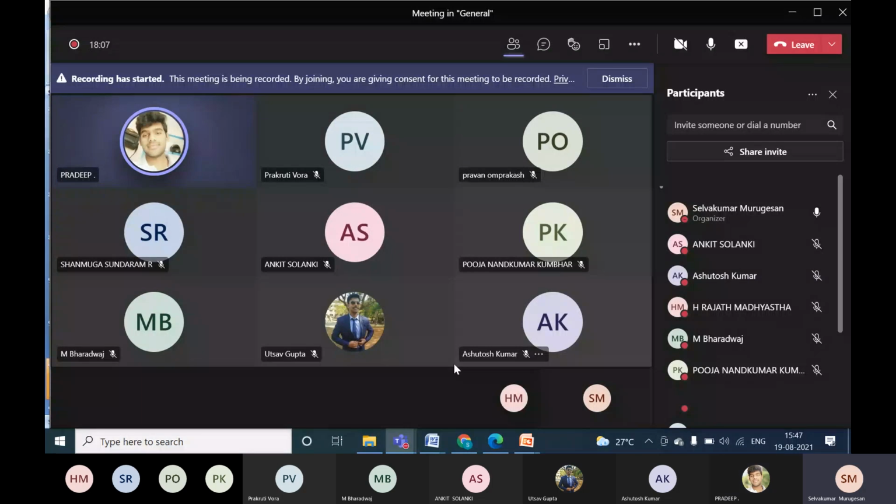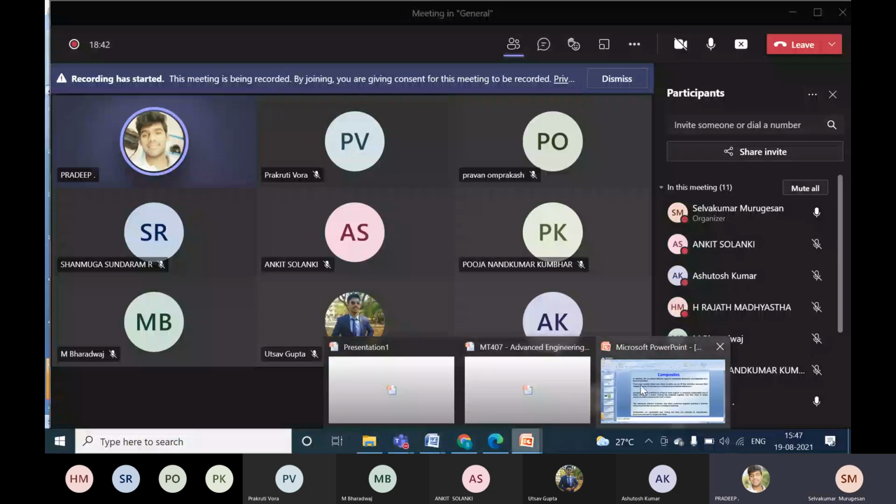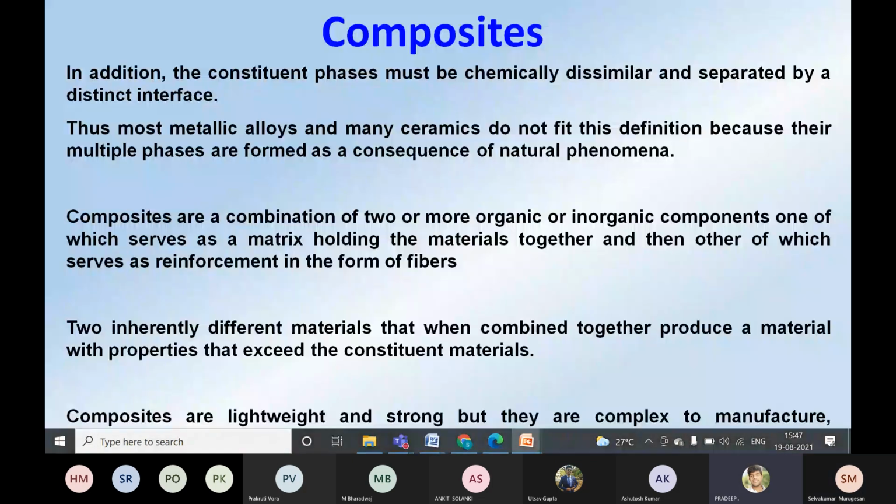Okay, and if I take some polymer and some Fe2O3 based particles, will it be a composite material? Can we call them a composite material? I think I cannot say it is a composite material. Fe2O3 and polymer, mixed together.